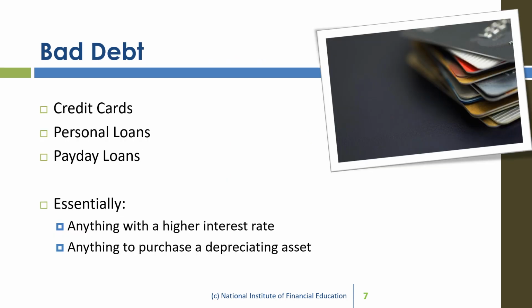The question becomes, when does it make sense to borrow? There are three types of debt: bad debt, neutral debt, and good debt. Bad debt is essentially anything with a higher interest rate and anything used to purchase a depreciating asset. This debt does not make sense to borrow against your future self for.